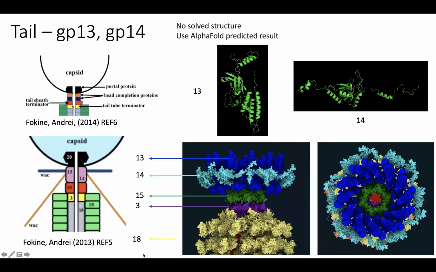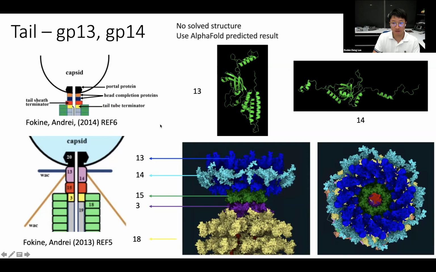Then there are GP13 and GP14. That's called the head completion proteins. Between the tail and the capsid, the information about them is even more limited, in that the copy numbers are not clear, let alone the solved structures. So I used AlphaFold again to predict both of them.